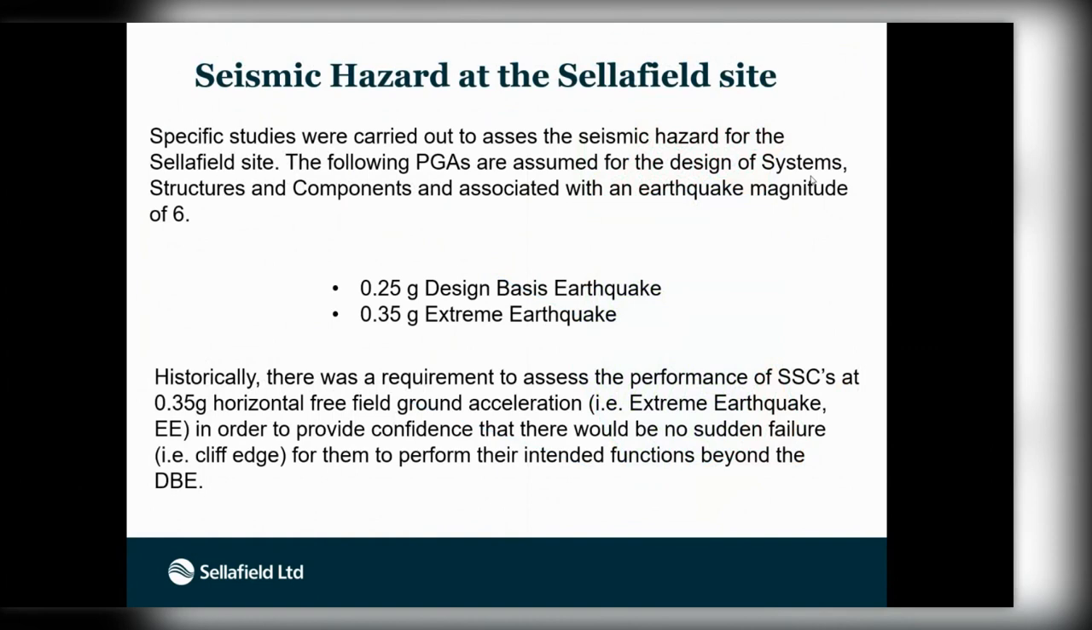And this is with regards to the seismic hazard. The seismic hazard analysis was carried out in the 80s for the Sellafield site. For the 1 in 10,000 earthquake event, the peak ground acceleration associated with the earthquake of magnitude 6 is 0.25 g. However, historically, there was a requirement to assess the performance of structures, systems, and components for an acceleration of 0.35 g as well, in order to provide confidence that there would be no sudden failure for them to perform beyond the design basis earthquake.